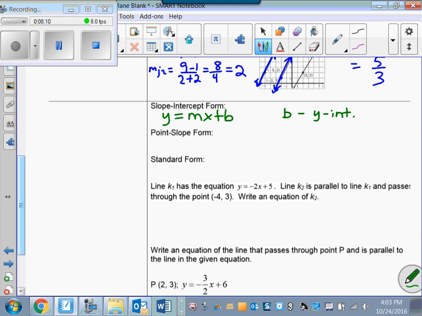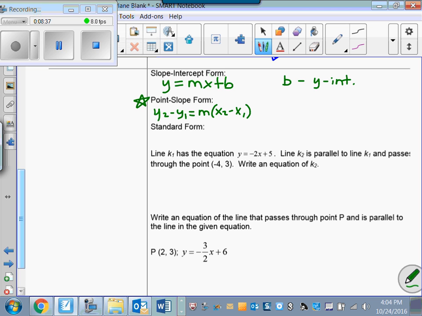Point slope form, y2 minus y1 equals the slope times x2 minus x sub 1. And whenever you have the slope of a line and you have a point on the line, you always want to use point slope form to get the equation of the line into slope-intercept form. We'll do an example or two here in a minute. And standard form, which you need to know, but you probably will never be asked to put an equation of a line in this form because you can't graph it when it's like that. But the standard form is ax plus by equals c.